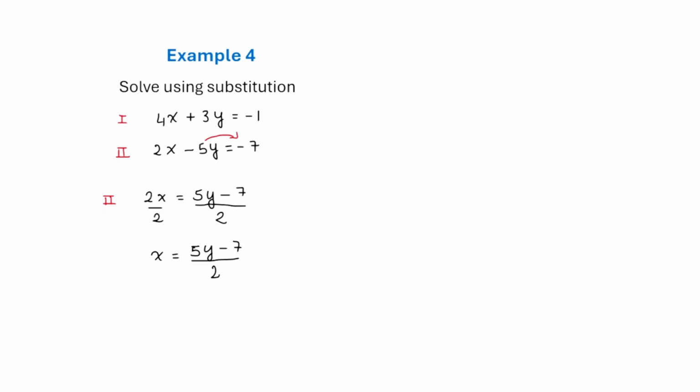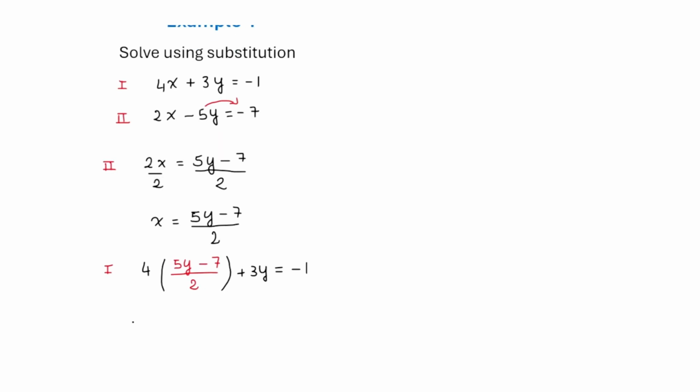We isolated x using equation 2, so we now substitute x into the other equation. Equation 1 is 4x plus 3y is equal to minus 1. Since x is equal to the fraction 5y minus 7, all over 2, we replace x with that fraction. So we get 4 times open bracket 5y minus 7, all over 2, close bracket plus 3y is equal to negative 1. Then we multiply 4 by each term in the numerator. 4 times 5y is 20y, and 4 times negative 7 is negative 28. So the equation becomes 20y over 2 minus 28 over 2 plus 3y is equal to negative 1.